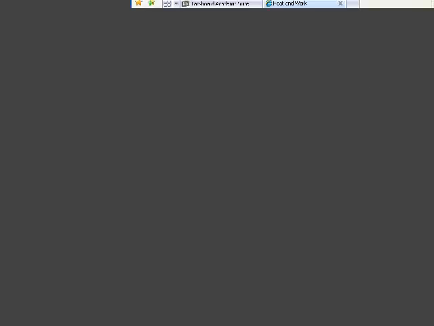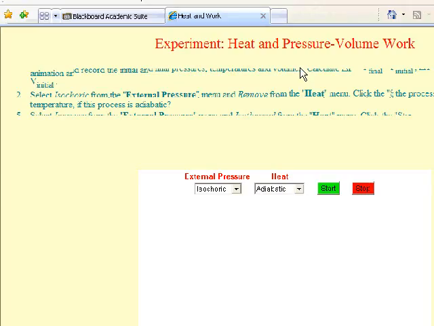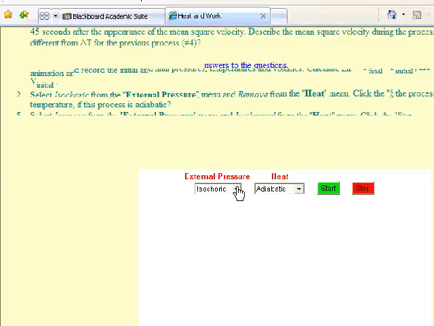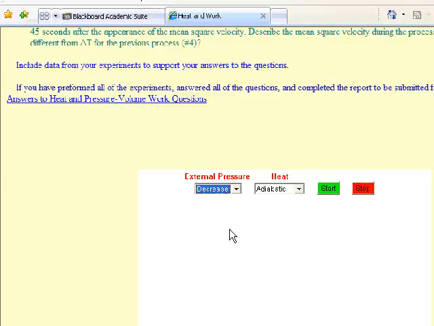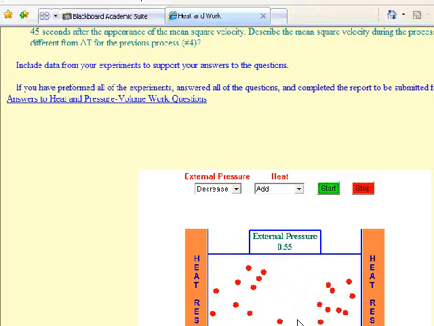I have already opened the website ahead of time. So I'm just going to scroll down. Here's the applet. And it says decrease pressure. So I'm going to change this one here to decrease pressure, and for heat, I'm going to say add heat. Okay. And then I hit the start button. What you see here is a chamber with a piston on top, and we have quite a few molecules in here that are moving around, and they're hitting on the piston, and perhaps it expands, perhaps it stays constant.